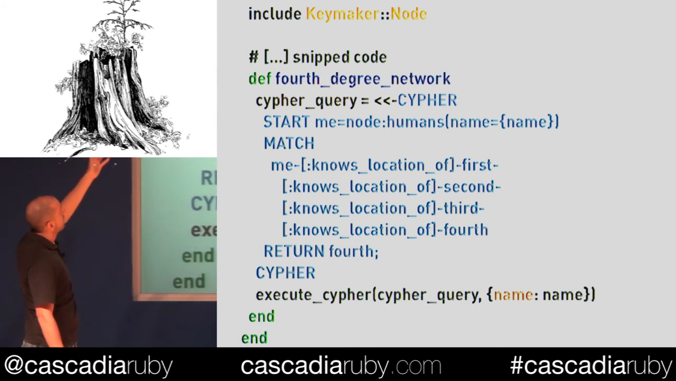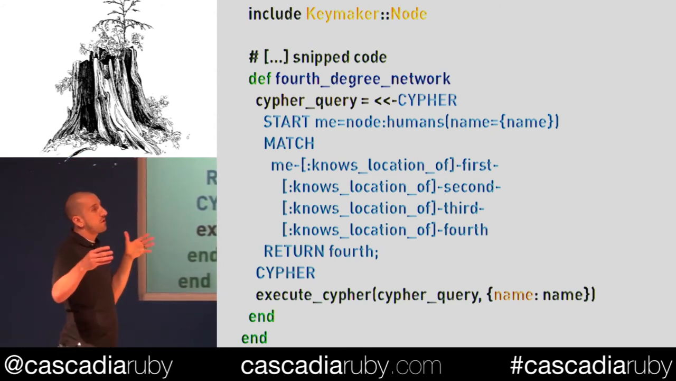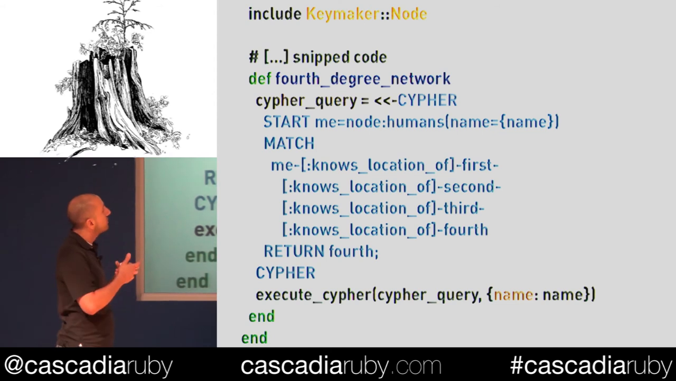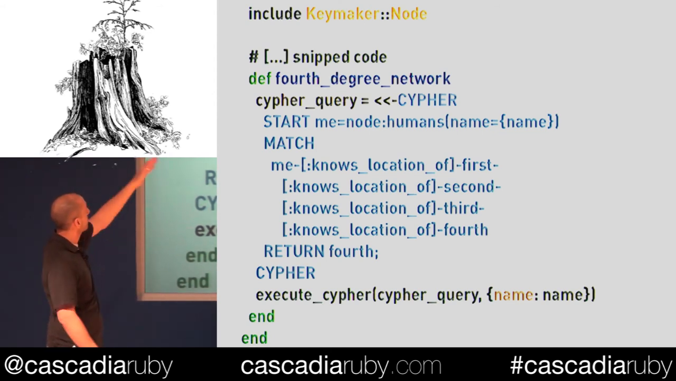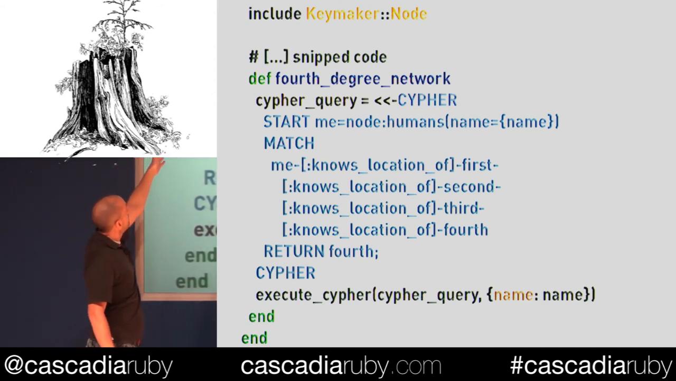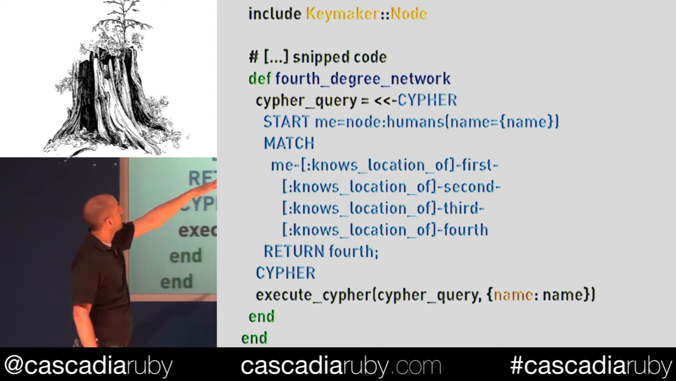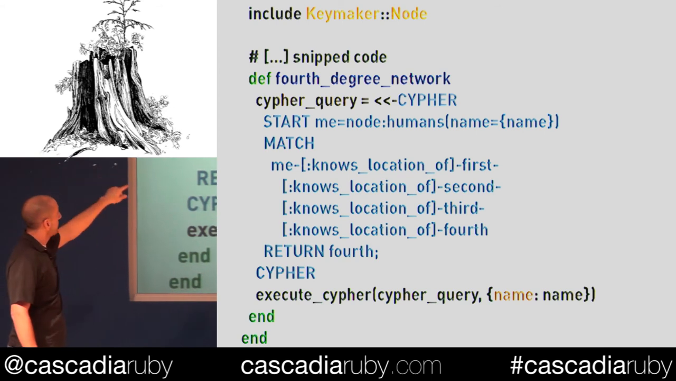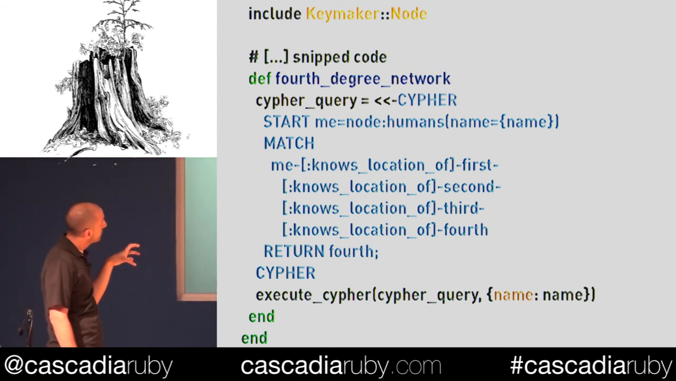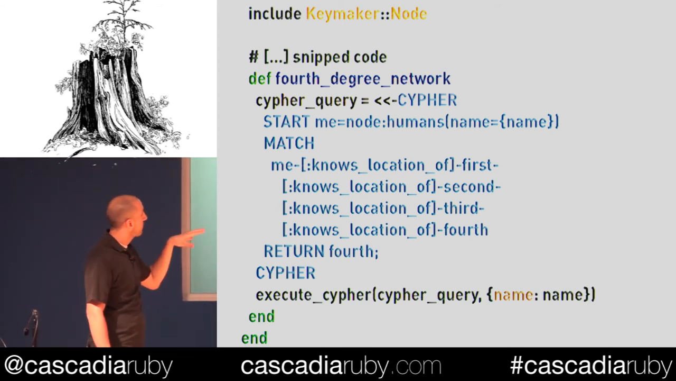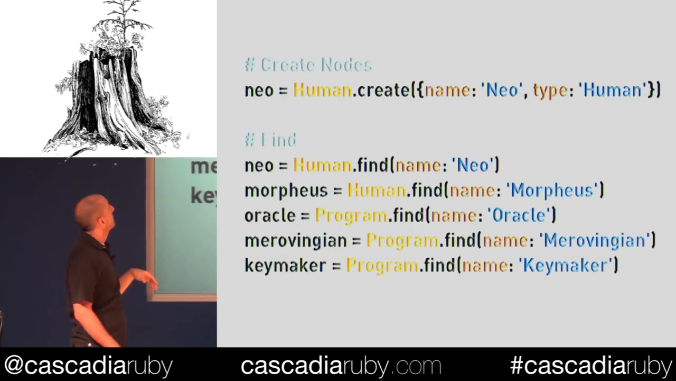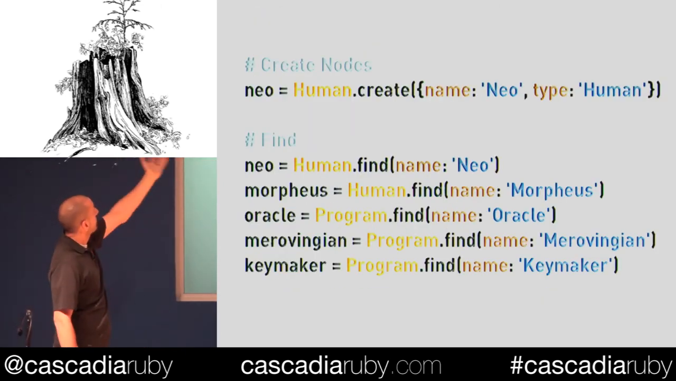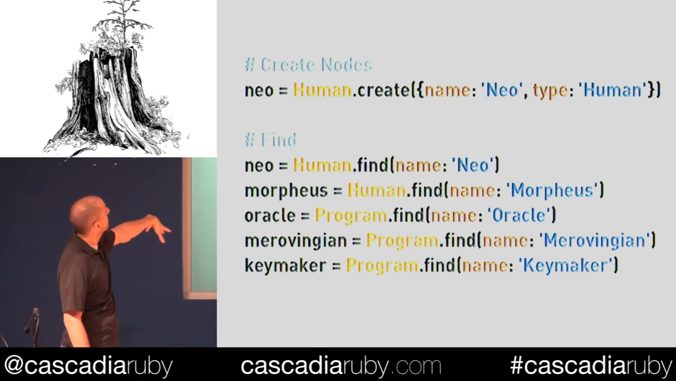Now, the fourth degree network is different than getting all of them at the same time. You want to get only the fourth network. You would do something like this, right? Start with me. Who knows the location of the first, who knows the location of the second, who knows the location of the third, and finally, who knows the location of the fourth, right? And then you execute that cipher, and you pass in the name and all that stuff, and you're good to go. So you would say, I'm going to create Neo, I'm going to create all these other guys, or find them, create them and find them.